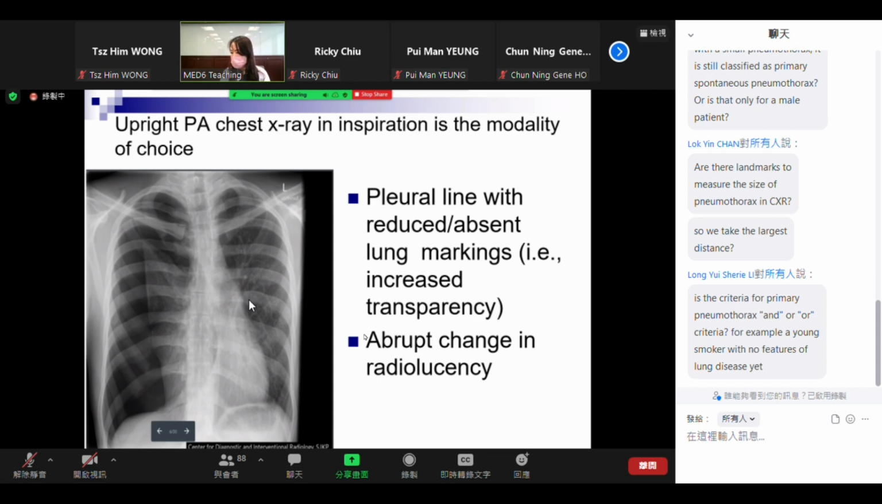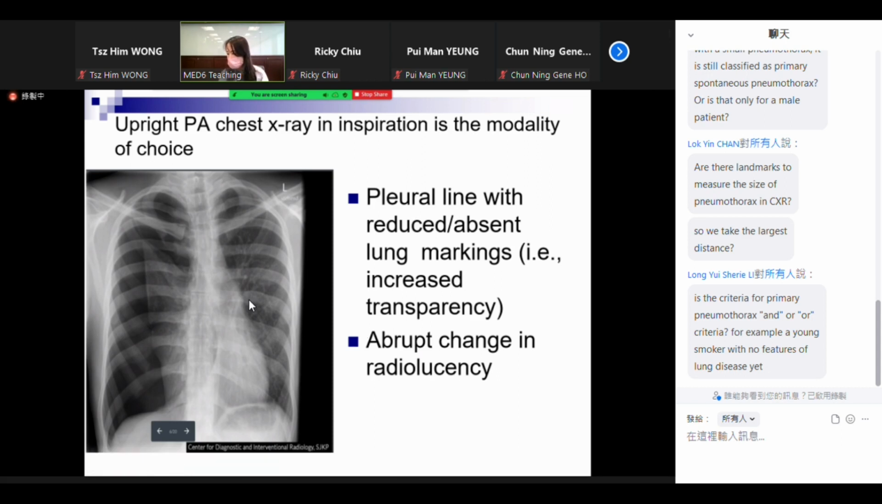Is the criteria for primary pneumothorax an "and" or "or" criteria? I think it's "or". If the patient is 60 years old, even though the patient does not have COPD, we will classify it as secondary pneumothorax. Young smoker with no feature of lung disease? Yes, it depends on how young he is. If 20 years old, even if he is a heavy smoker, we won't say he has COPD. We just classify it as primary. If he is 50 years old or 40 something, then it depends on how bad the lung function is and how heavy a smoker he is.